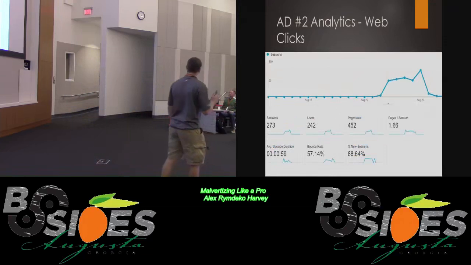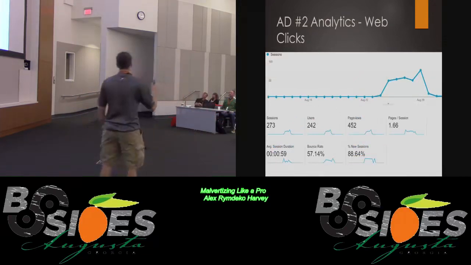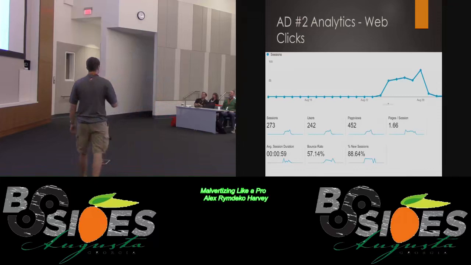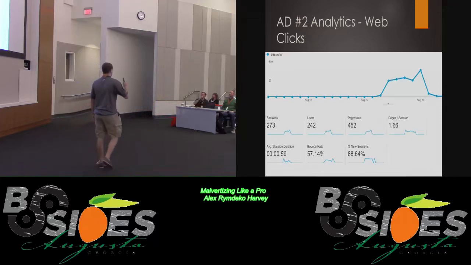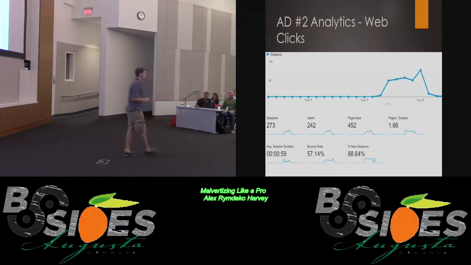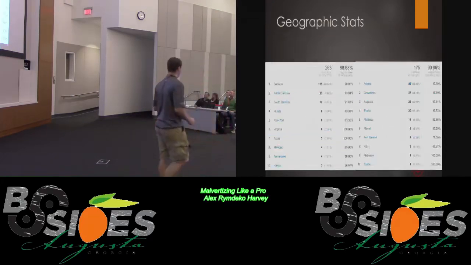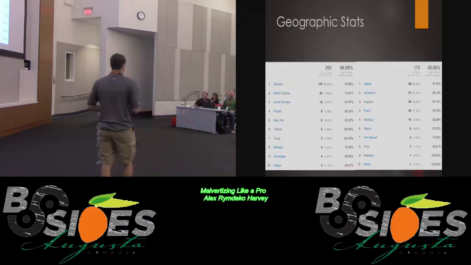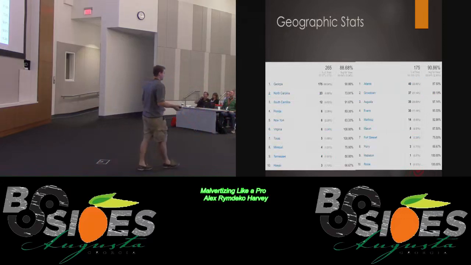Second ad, way more successful. What was different? This one was a website promotion versus a post promotion. The first one was advertising my post. For some reason, Google seemed to have a better, or maybe my SEO target was more well-defined and my audience was more receptive to it. I don't know, but I had 273 sessions with this one at the same price. 175 of those were in Georgia, and then a ton of those were basically within the Augusta region area.